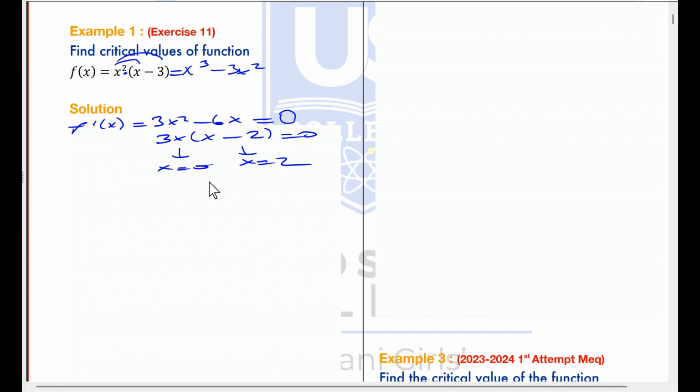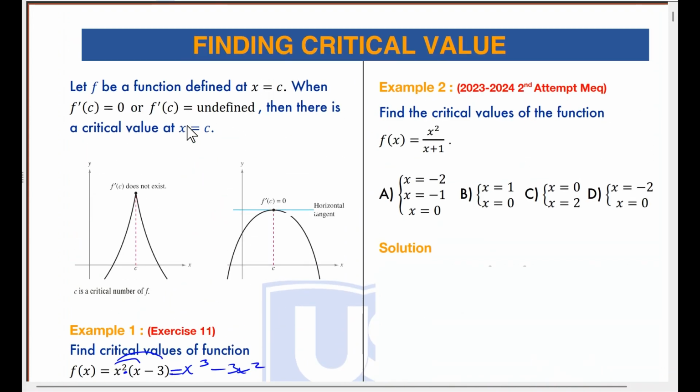So it is not enough to find the values that make f prime 0 or undefined. It's also necessary to make sure that function is defined at that point. If function is defined at that point, having 0 or undefined derivative will give the critical value. Otherwise, it's not a critical value.